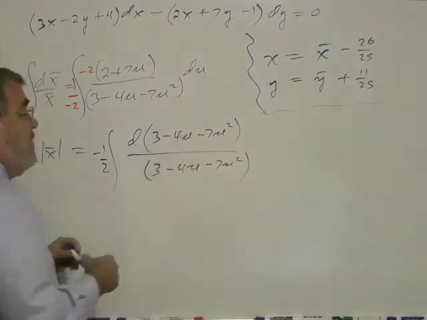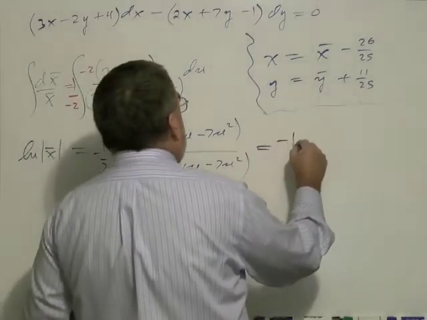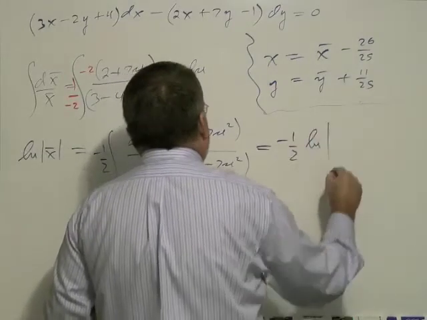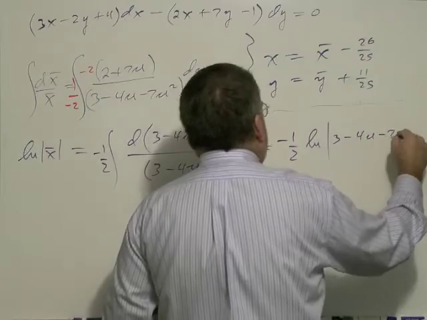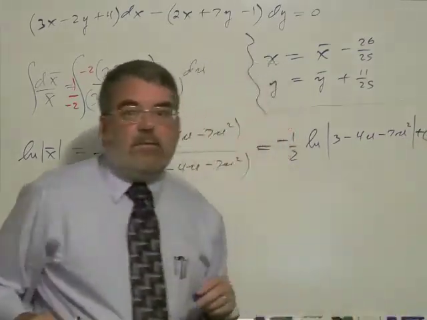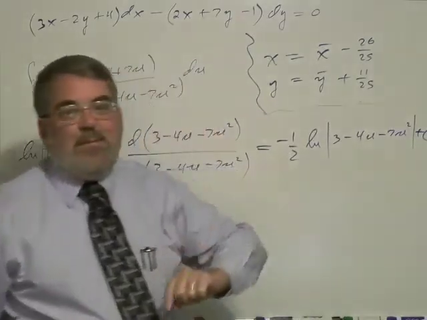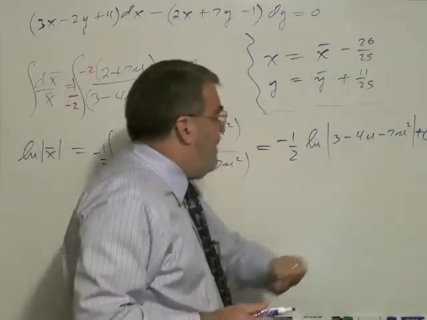It's a logarithmic form. In other words, I end up with minus 1/2 natural log, absolute value, 3 minus 4u minus 7u squared, plus a constant. I hope that little plus c is showing up on the camera screen there. I'm not sure if it got cut off or not, but there's a plus c over here.